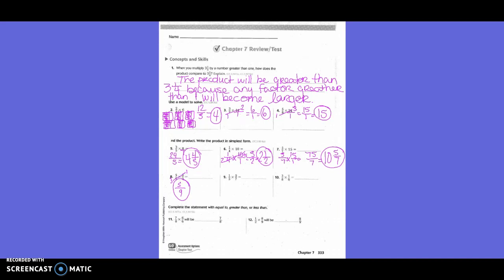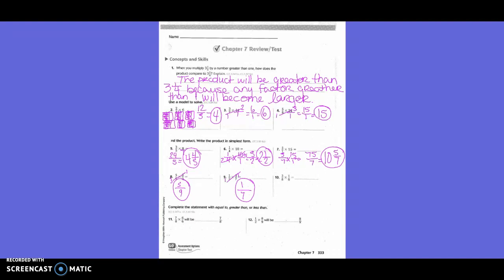Next, 1/5 times 5/7. Can I simplify before I begin? Yes. What can I simplify? 5 to 5. So basically I can get rid of them and replace them with a 1. 1 times 1 is 1. 1 times 7 is 7. Can I simplify any more? No.